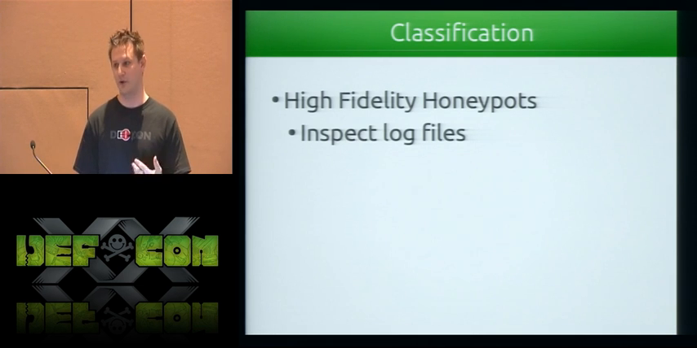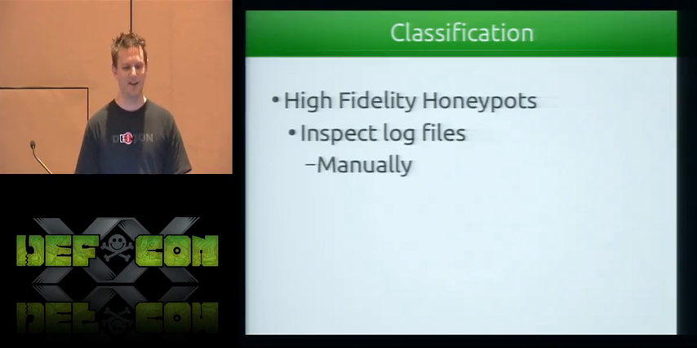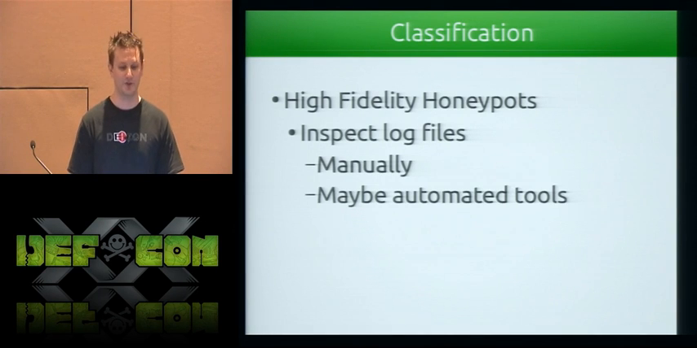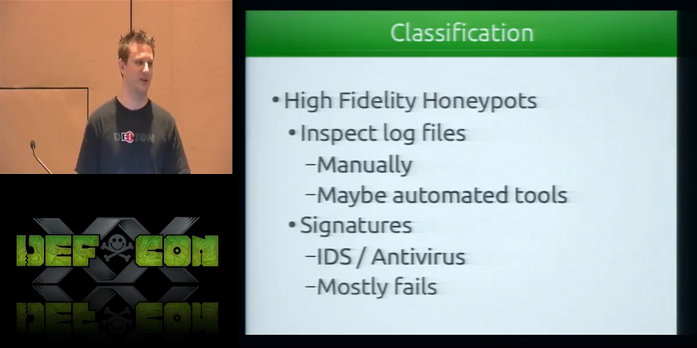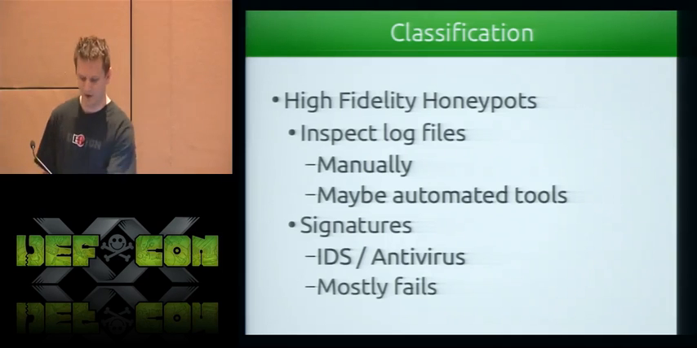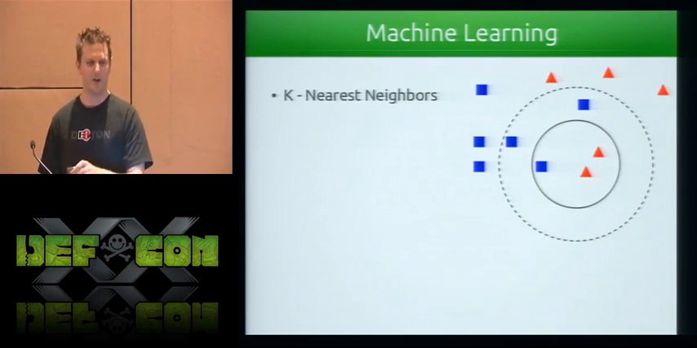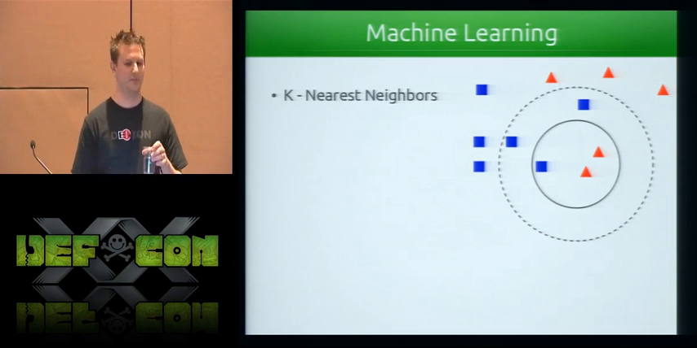Unfortunately, most of the way you do that is by inspecting log files. Maybe you've got some auto cron job that tells you if the shadow file changed or something like that. But mostly it's manual, which is really unfortunate. Sometimes there are automated tools, but not any general purpose automated tools. And signatures like IDS or antivirus mostly fail for the reasons that I talked about before. So we don't want to do that. We want automated learning or automated detection, machine learning.